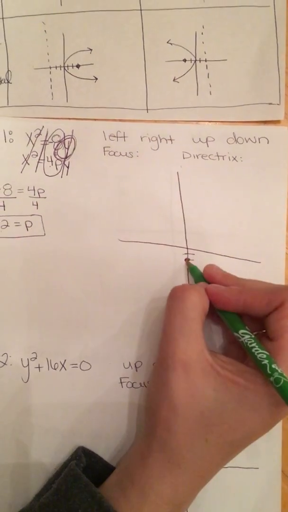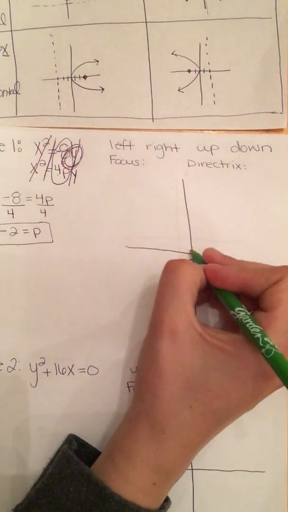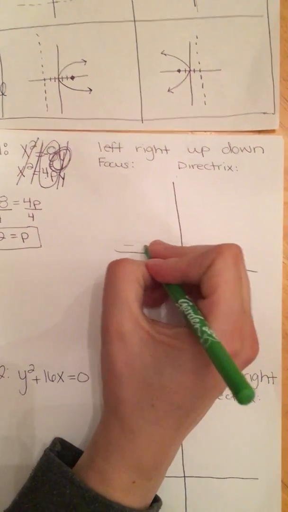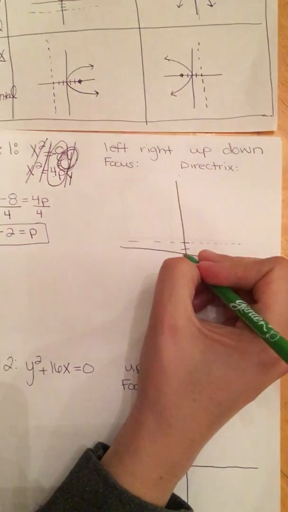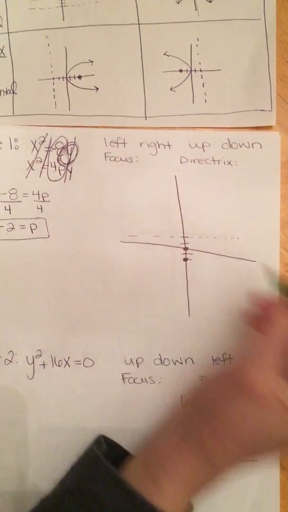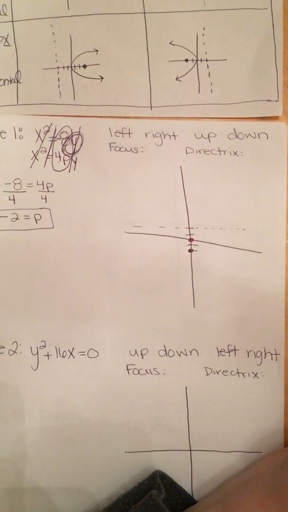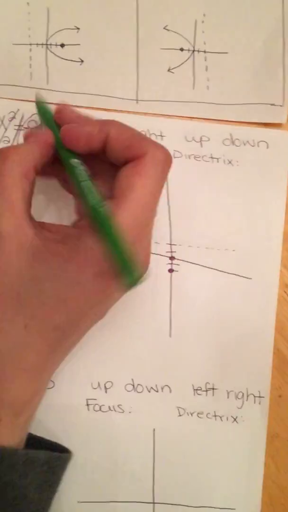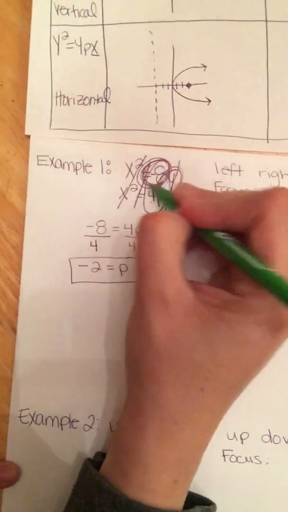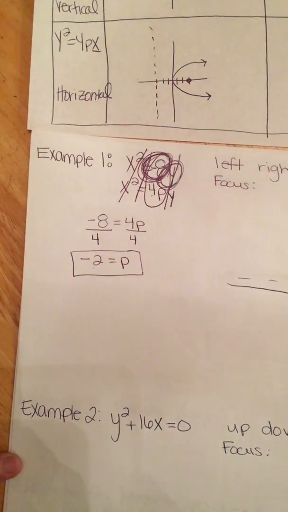The directrix is opposite that, right? So if I went down 2 for my focus, I can go up 2 for my directrix. And then what's my midpoint? My midpoint is this vertex, 0, 0. So how do you find your other point? It's really easy, actually. If you go back to the original number, -8, and you split it in half.